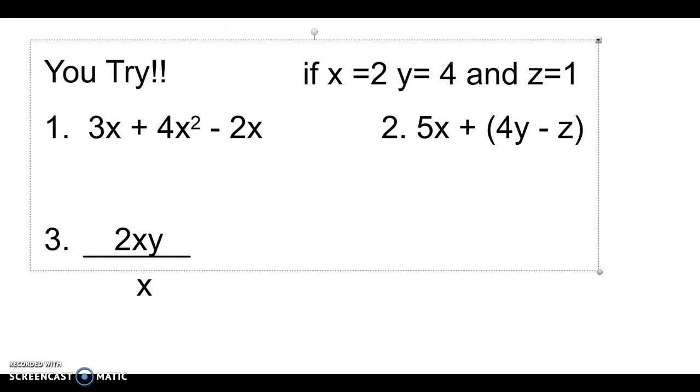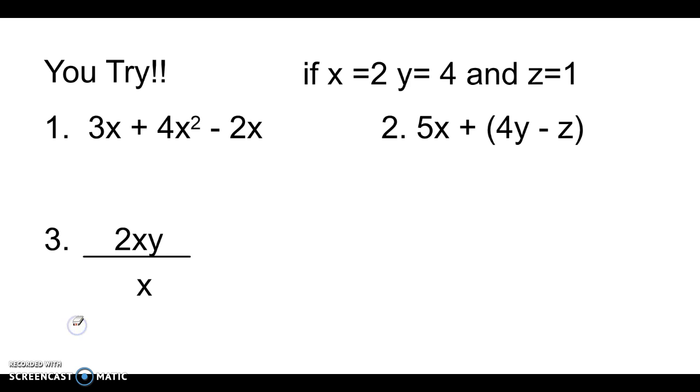Okay, so there are 3 U-Try problems that I want you guys to go ahead and try at home on your own. So you'll work through the problems as if x is equal to 2, y is equal to 4, and z is equal to 1. So go ahead and pause the video now. Try the problems. As soon as you complete them, you can press play and you'll see me work through the problems.